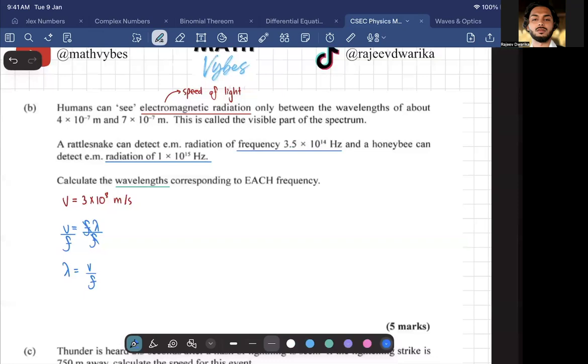Yeah or no? Guys, come on. Would it be the 3 by 10 to the power 8? Yeah, that is what it would be. Right? It would be 3 by 10 to the power 8, because all EM waves travel at the speed of light.